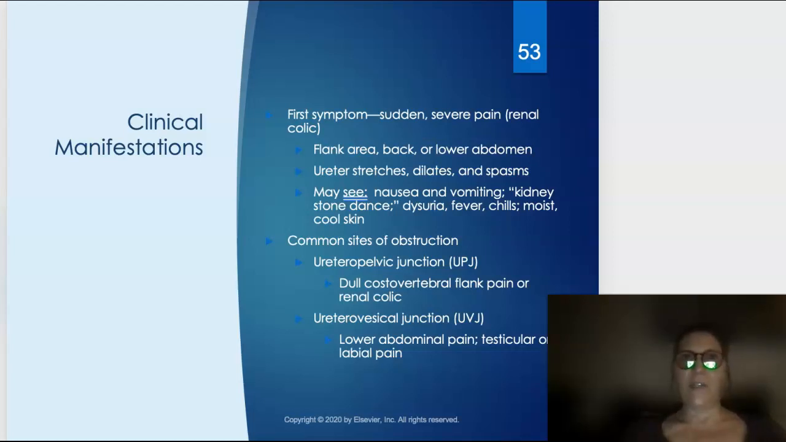People do a kidney stone dance. It's like you can't sit still. It hurts so much. Dysuria, fever, chills, moist, cool skin. The common sites of obstruction would be the ureteropelvic junction, which would cause dull costovertebral flank pain or renal colic, or the ureterovesical junction, which would cause lower abdominal pain and testicular or labial pain.